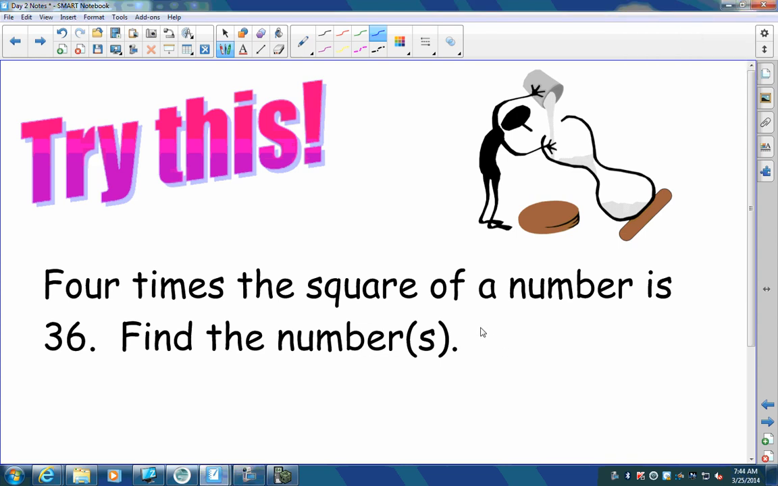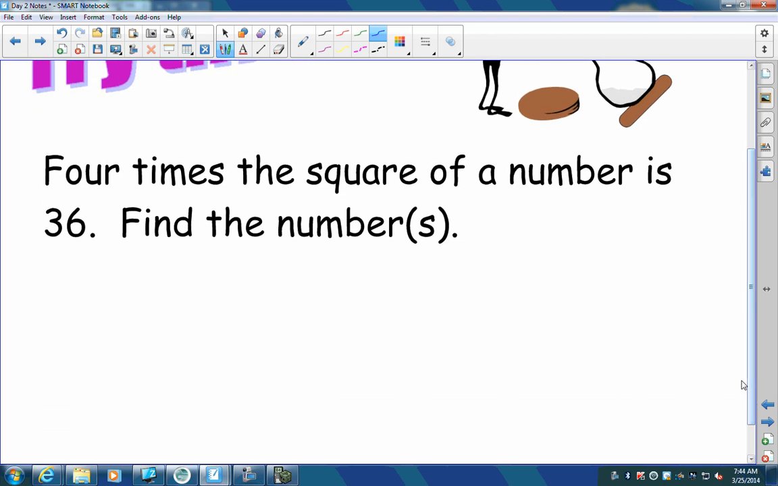All right, it says 4 times a number of a square. Wait, 4 times the square of a number.